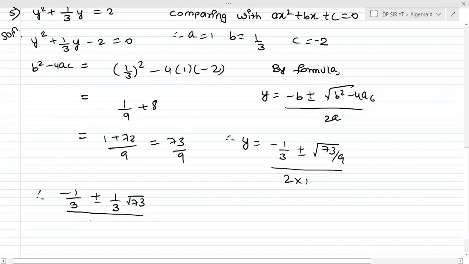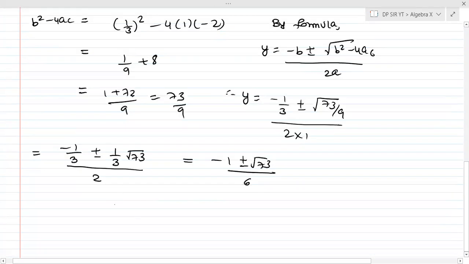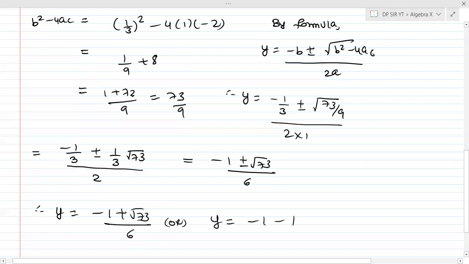इसमें तो कोई डाउट ही नहीं है. ठीक है. So here it's going to be, this is equal to minus 1 plus or minus under root of 73 upon 6. I hope you understood what I did. I multiplied by 3 throughout so that वो denominator से 3 निकल जाए. Therefore, y is equal to minus 1 plus root 73 upon 6 or y is equal to minus 1 minus root 73 upon 6.